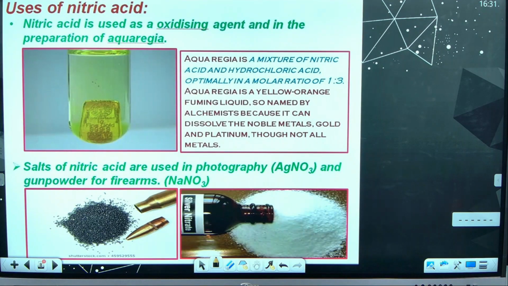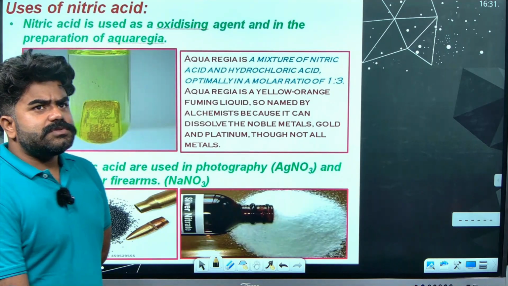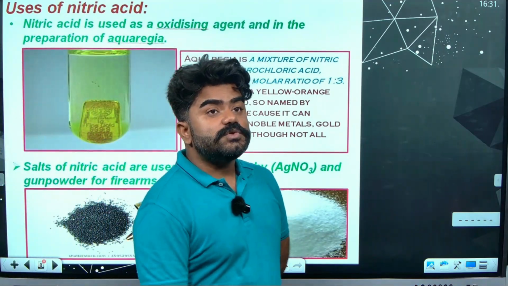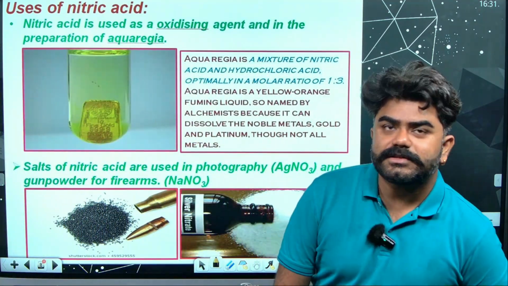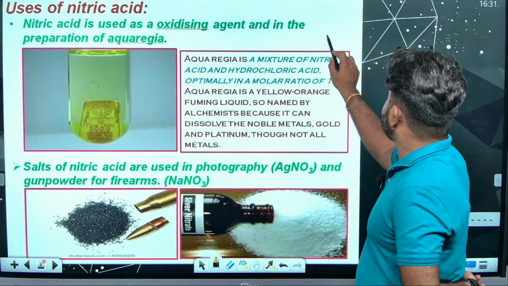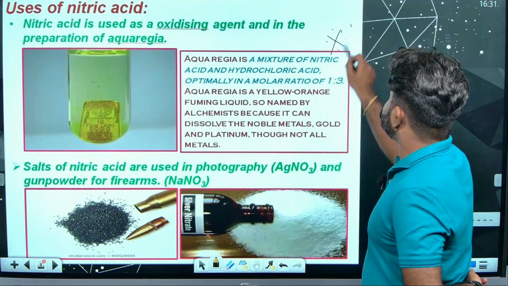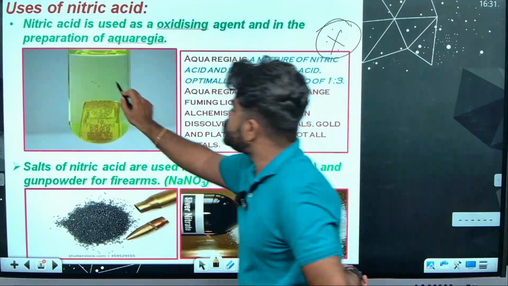Okay, now let us see the uses of nitric acid. We already know that it is used as an oxidizing agent and it is used for the preparation of aqua regia. So what is that aqua regia? That's very important. Yeah, aqua regia important. Now aqua regia is used to dissolve gold.